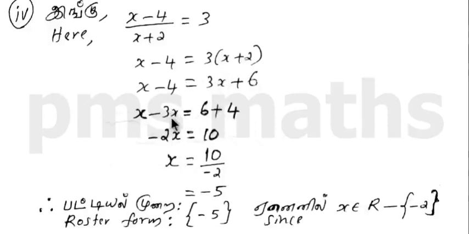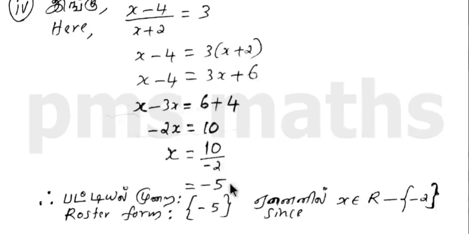Then take this minus 4 to right side becomes plus 4. Here 6 is there. Then x minus 3x is nothing but minus 2x is equal to 6 plus 4, which is 10. Therefore, x is equal to 10 by, here into minus 2 becomes by minus 2 when it goes right side. 10 by minus 2 is nothing but minus 5. Therefore, roster form of the given set is {minus 5}. Since x belongs to R minus {minus 2}. R means set of all real numbers. Therefore, we can write any real number except minus 2. Here x is equal to minus 5. Therefore, no problem. Write this set {minus 5}.